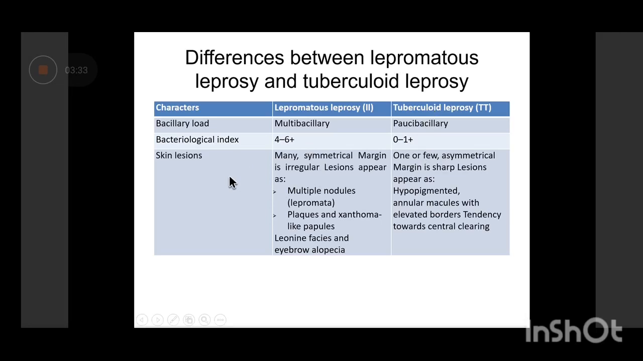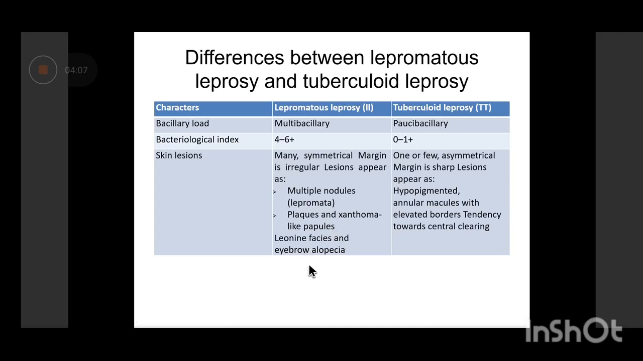Now coming to the skin lesions, here the skin lesions are many, much more. And they are symmetrical, with irregular margins. They appear as multiple nodules, known as lepromata, and xanthoma-like papules. And these form the typical leonine facies.